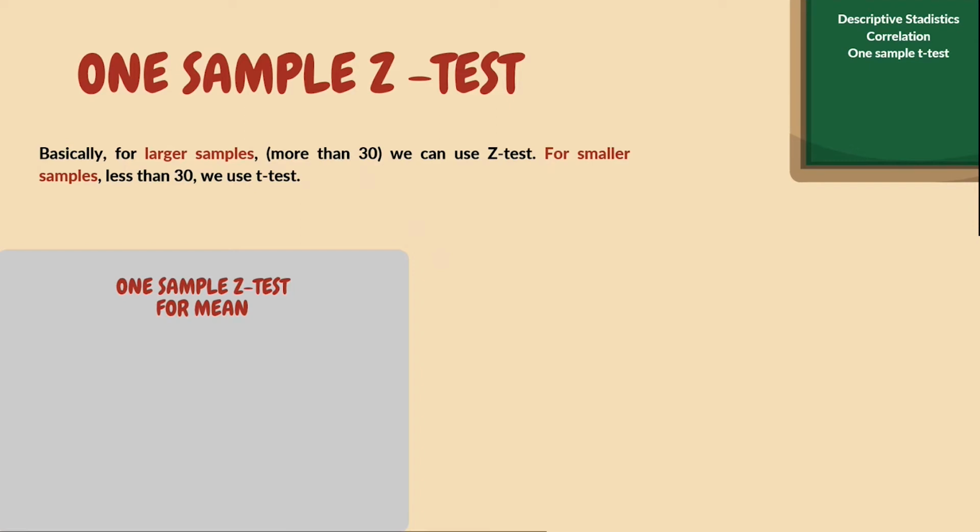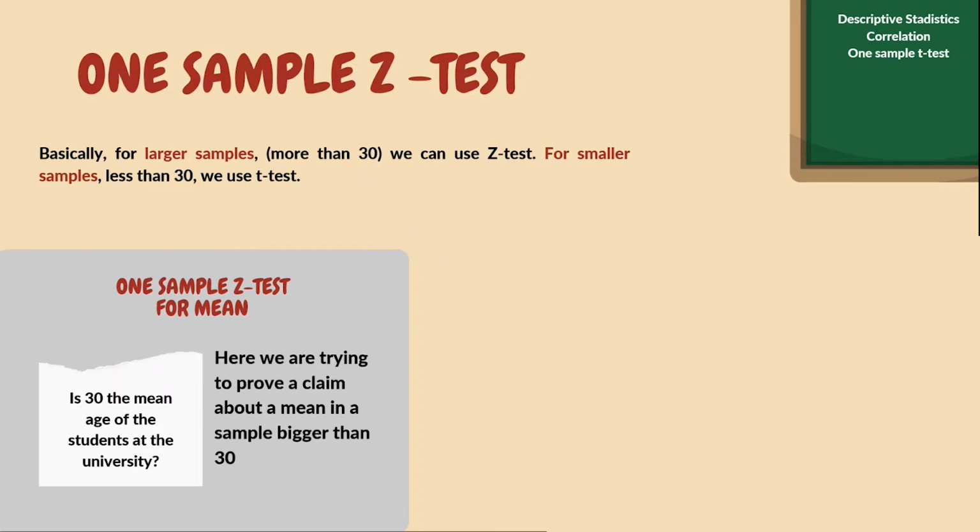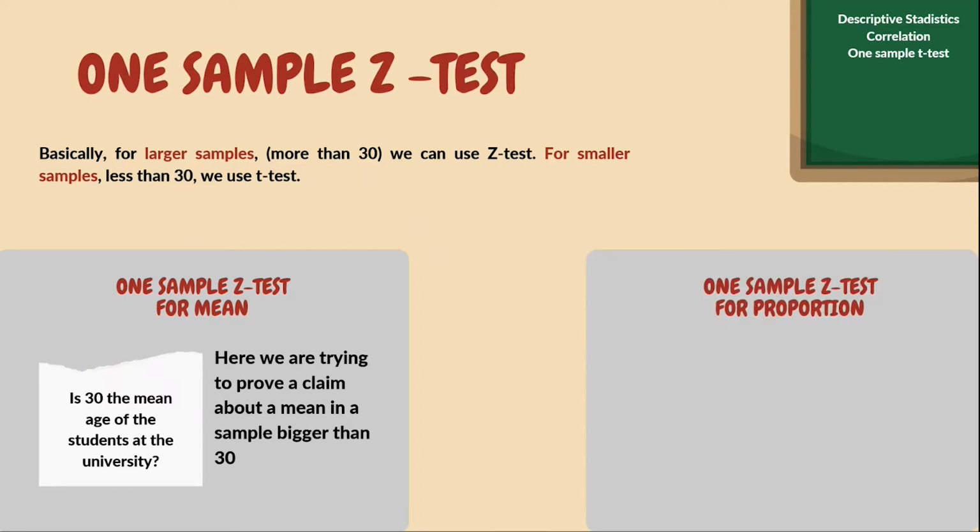For example, one sample z-test for mean. Is 30 the mean age of the students at the university? We are trying to prove a claim about a mean in a sample bigger than 30. This is not our classroom anymore. This is the entire university.